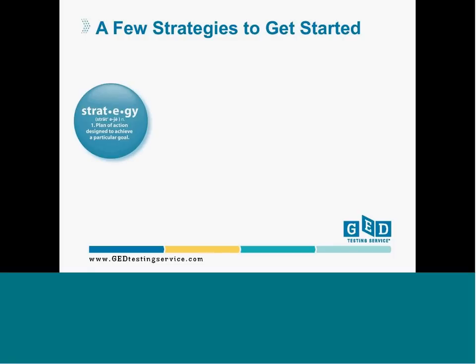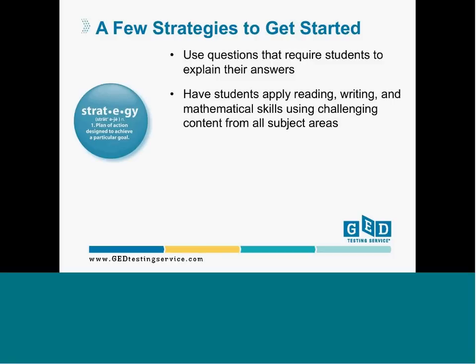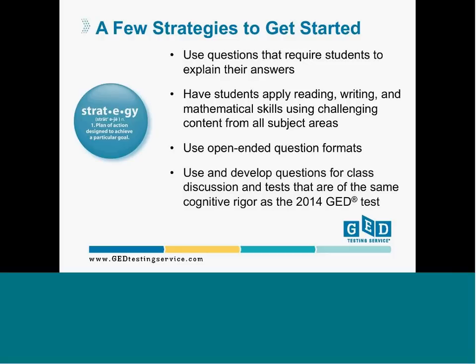So as you get started integrating these higher level thinking skills and this more demanding level of cognitive rigor into your GED program, let's start with a few basic strategies. First of all, use questions that ask students to explain their answers. It's not enough just to get the correct answer or any answer, but how and why did you get the answer you did? Apply reading, writing, and math skills with challenging content in all of the areas. Just like in our workplaces, it's not always one correct answer. So use open-ended questions as much as you can in your classroom so that students can share their evidence or their reasons why they did what they did to get their answers.